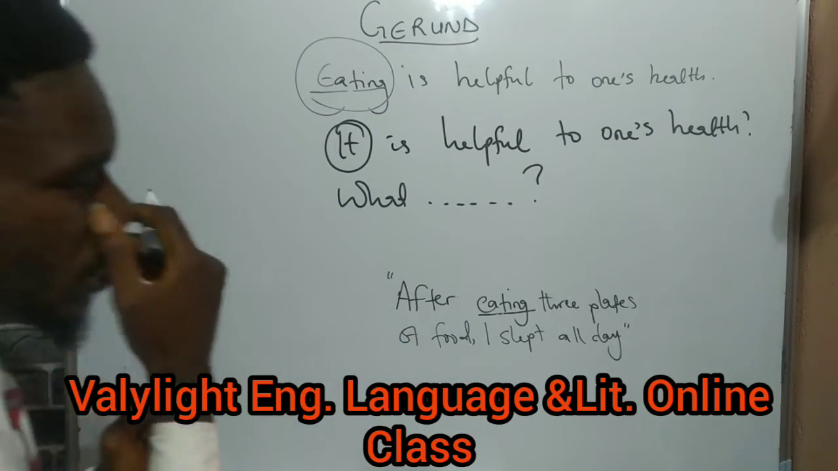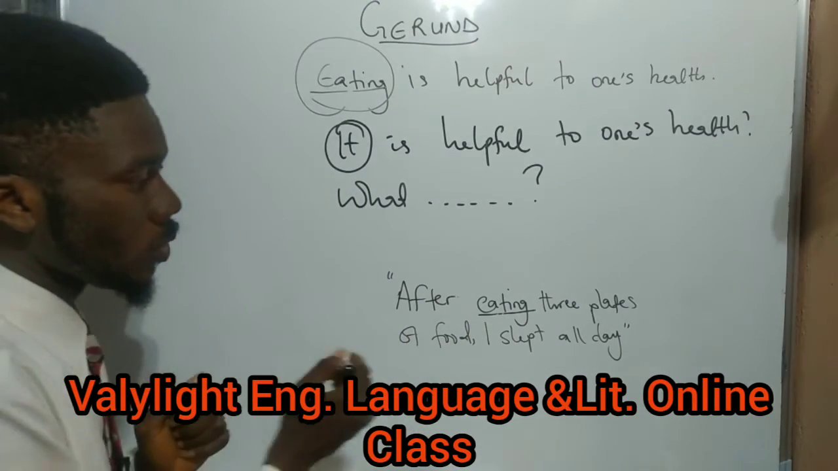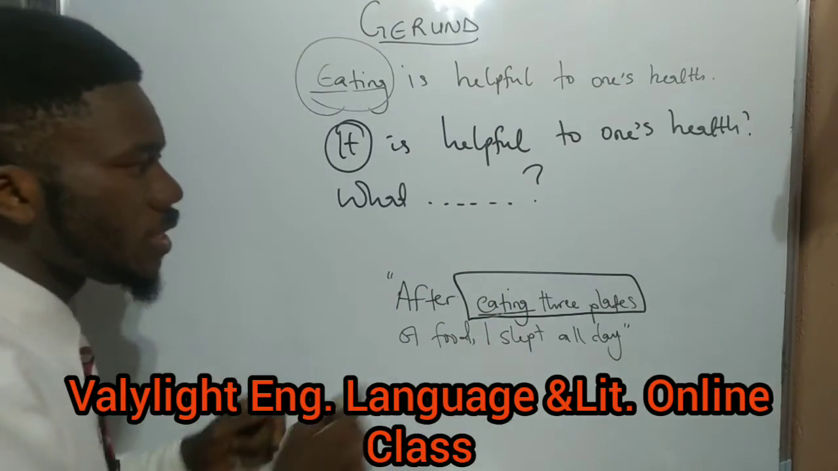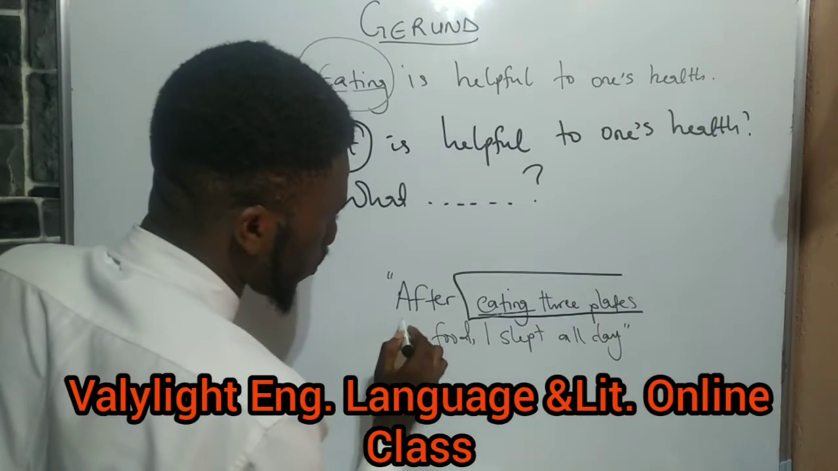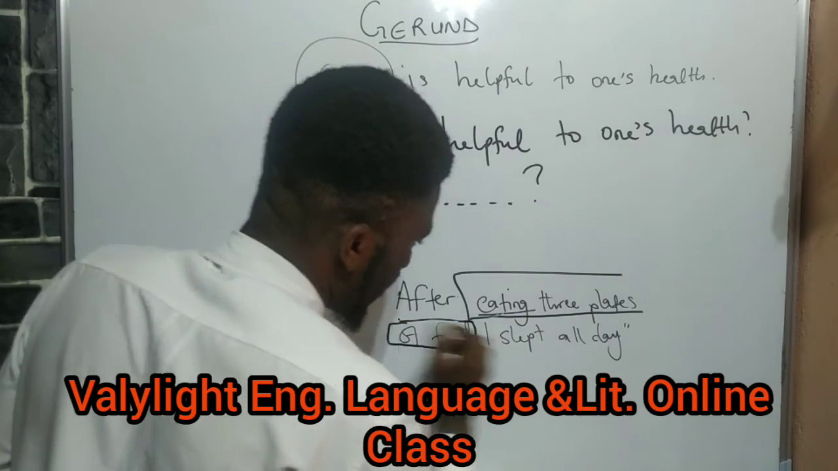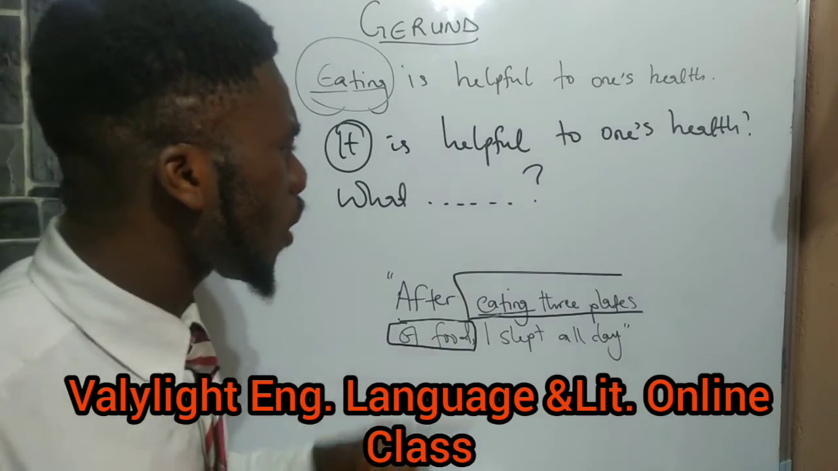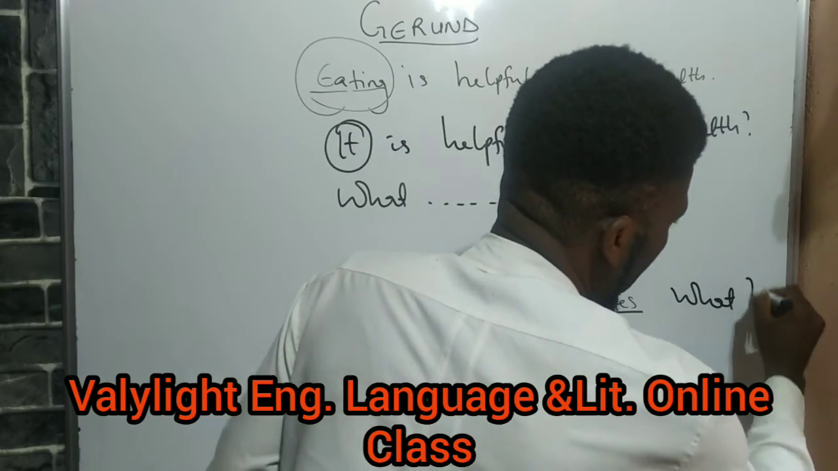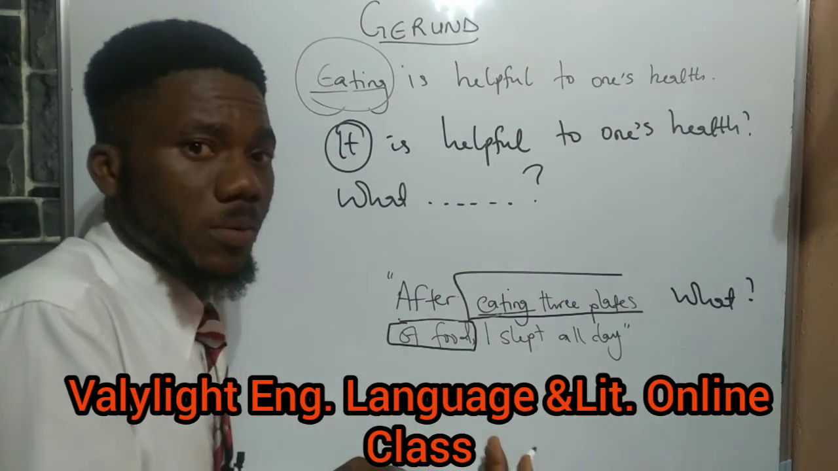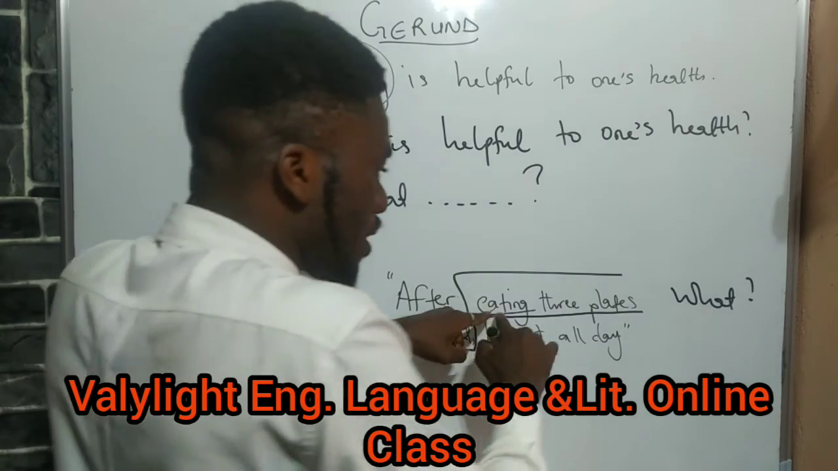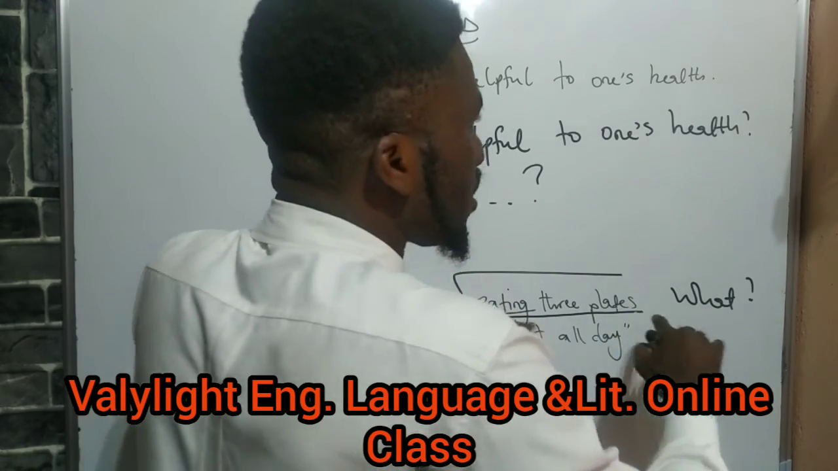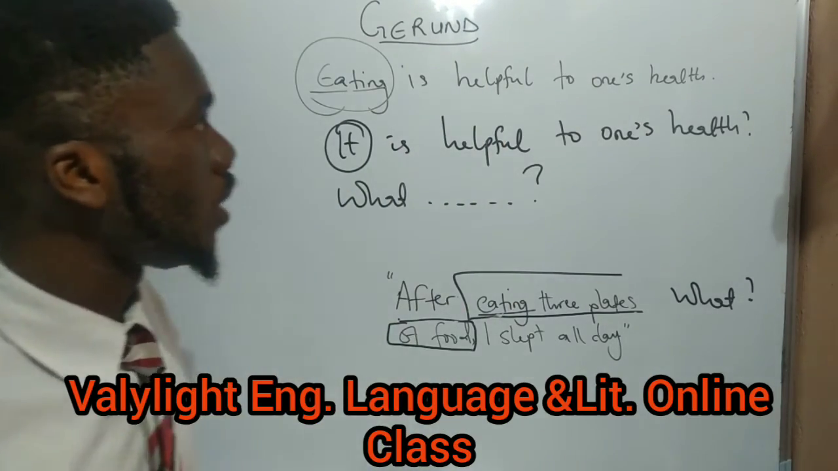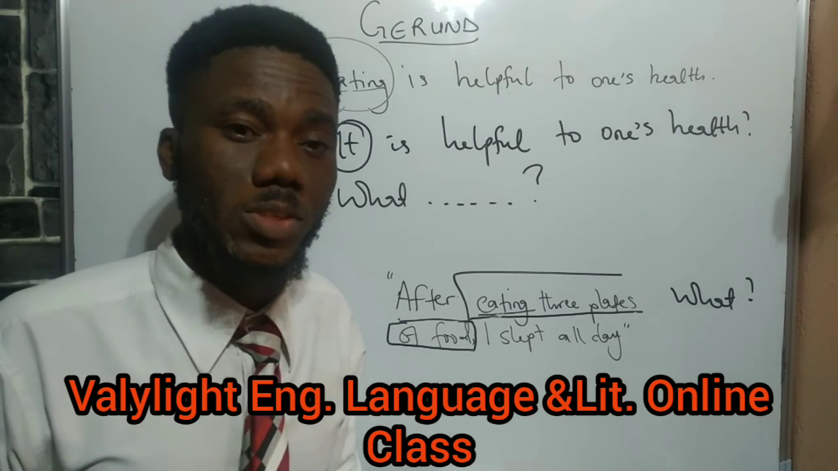The same thing applies when you have, after eating. After eating 3 plates of food, I slept all day. After doing something. After eating 3 plates of food. This one is included. Somebody can ask a question: after what did you sleep all day? After what? The what here is an interrogative pronoun replacing this. So for the fact that it can replace this, it is a noun. This is considered a noun. And whenever you have something like this, you refer to it as a gerund.